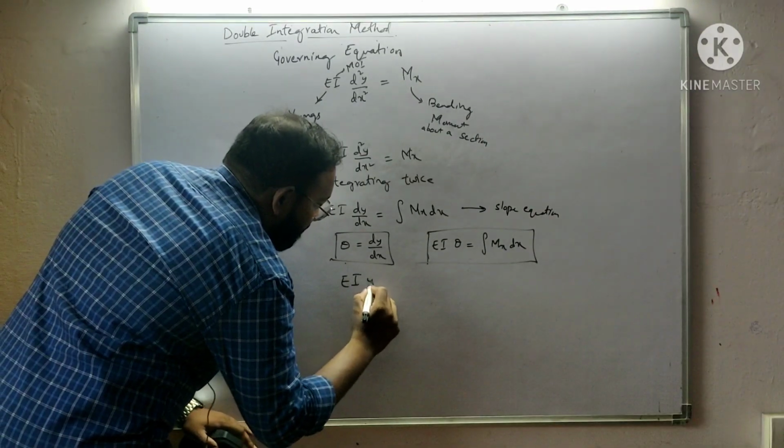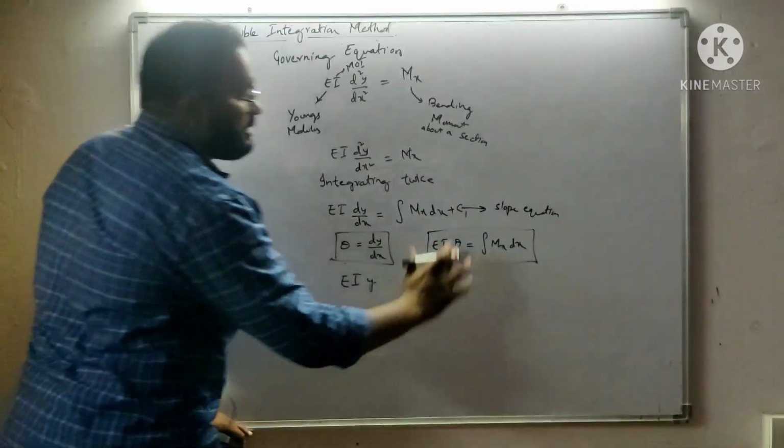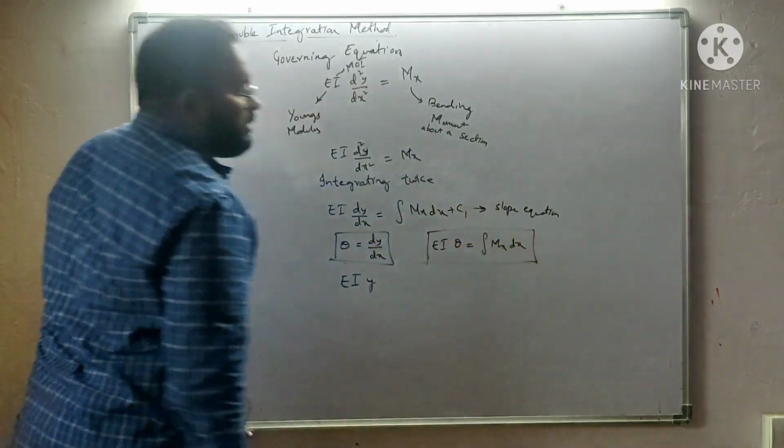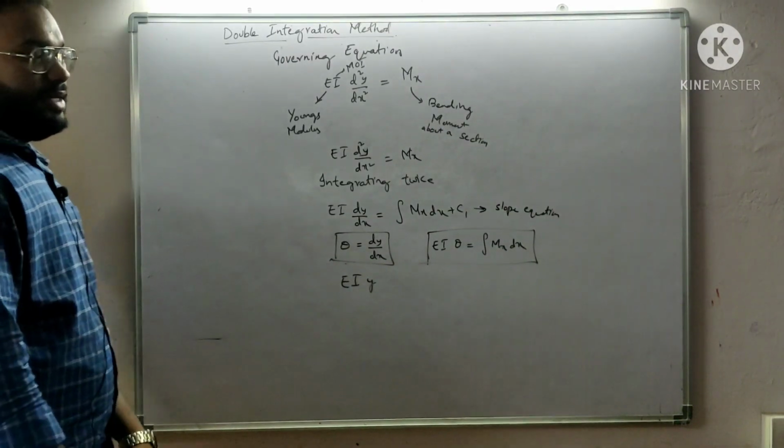If I integrate this again, EI y, this dy by dx will become y. Of course, you have an integration constant. Always remember, when you integrate any equation, you will have an integration constant. So we'll write the constant as C1 here.